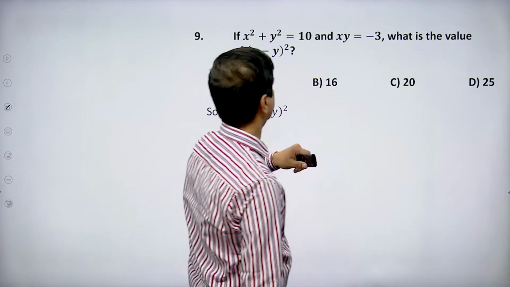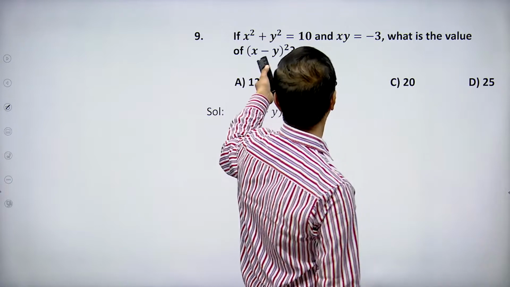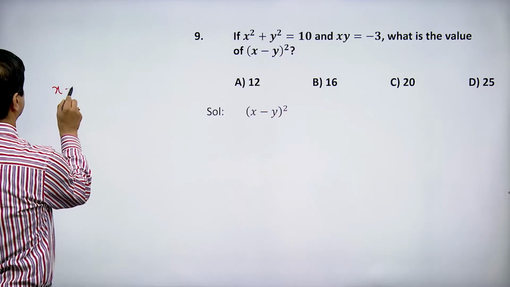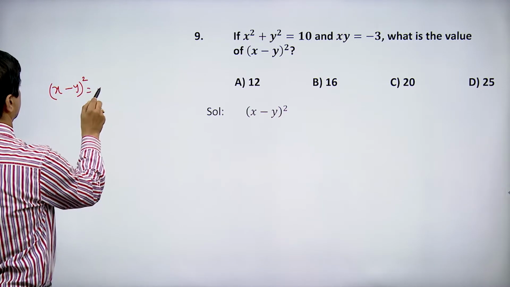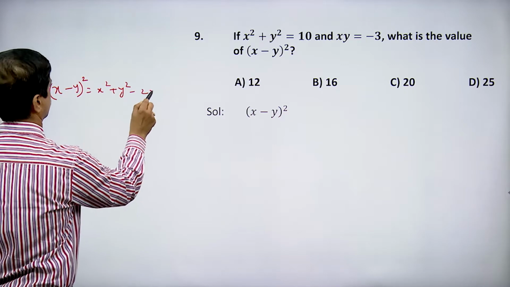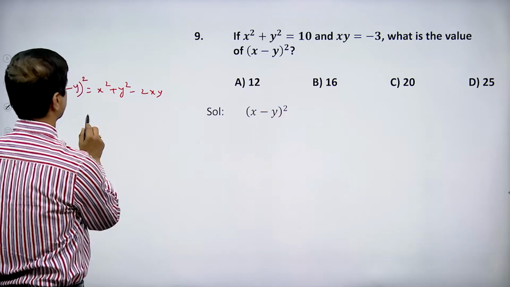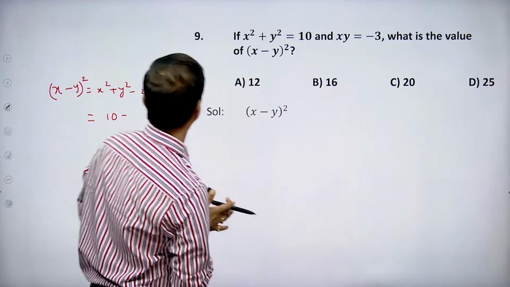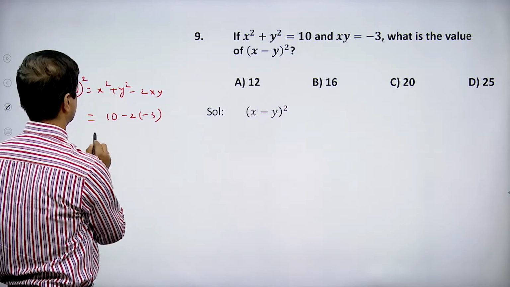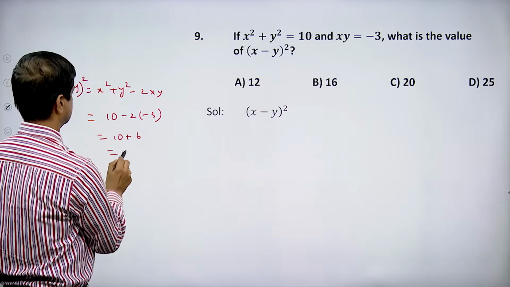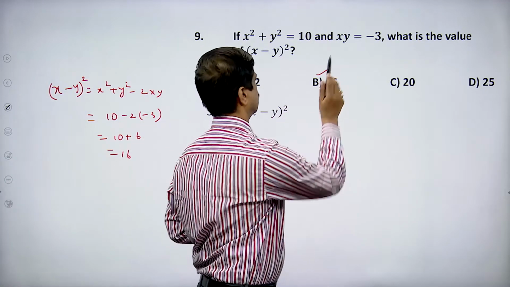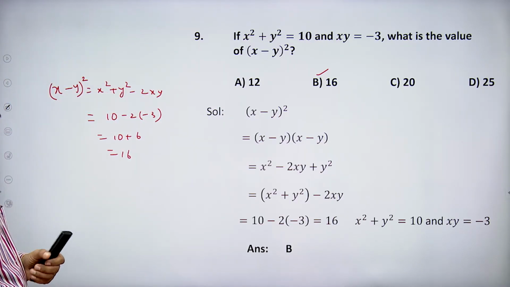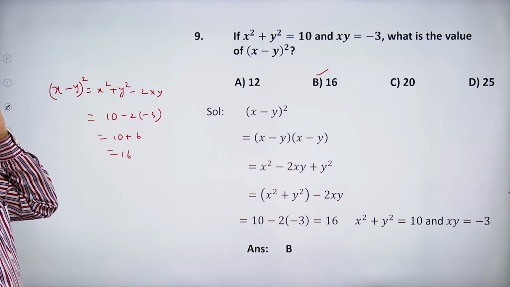So x square plus y square is 10 and xy is minus 3. What is the value of x minus y whole square? Simple logic. X minus y whole square is what? X square plus y square minus 2xy. So simple, no? X square plus y square they have given as 10, minus 2 into xy, which is minus 3. That is 10 plus 6, that is 16. So simple. Option B you have. Okay. Please note it fast, quick.